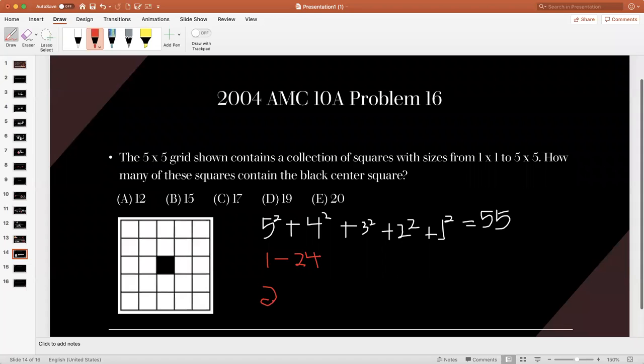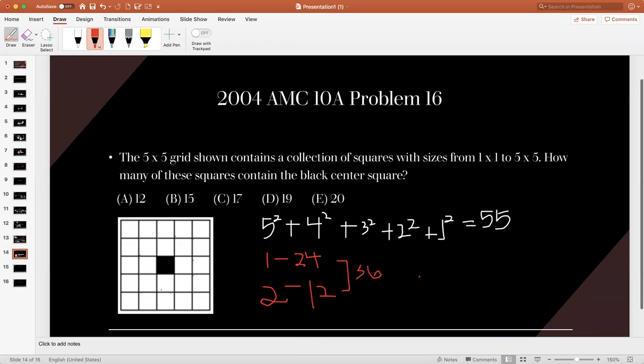Then 2 by 2 squares, how many squares do not work? We have 1, 2, 3, 4, 5, 6, 7, 8, 9, 10, 11, 12. So of 2 by 2 squares, we have 12 squares that do not meet the requirements of including the middle black square. For 3 by 3, 4 by 4, and 5 by 5, we do not need to count those remaining cases since we already proved that they include the black square. So this is a sum of 36 now.